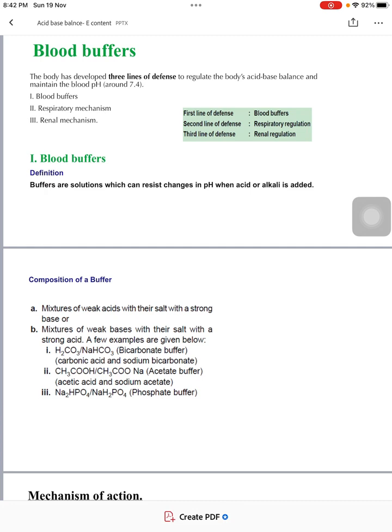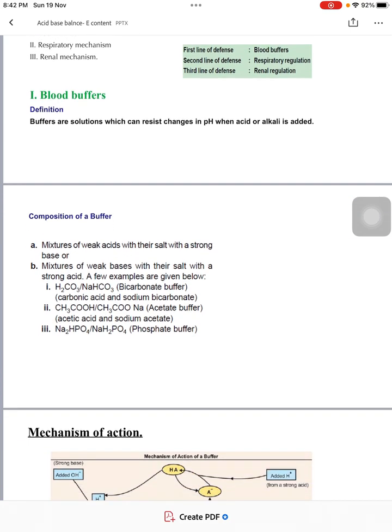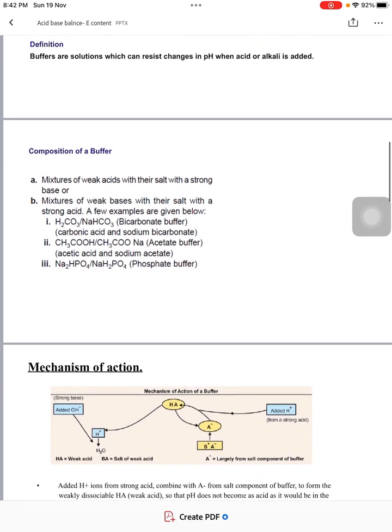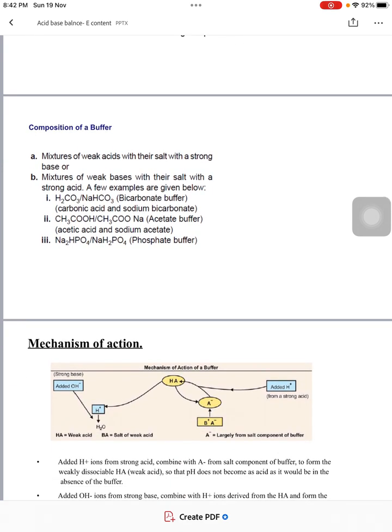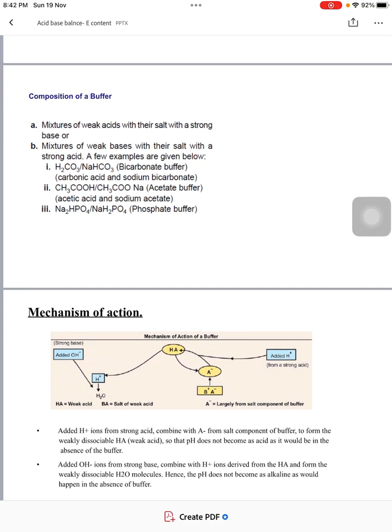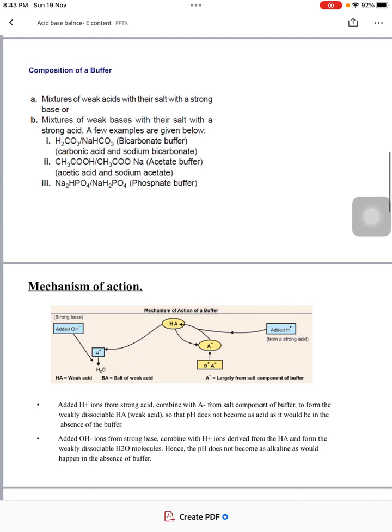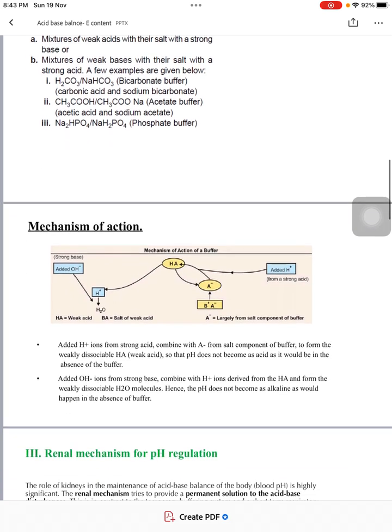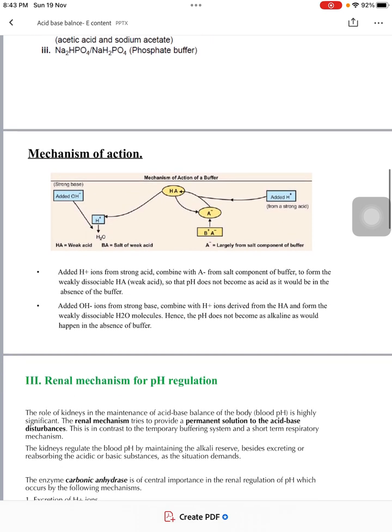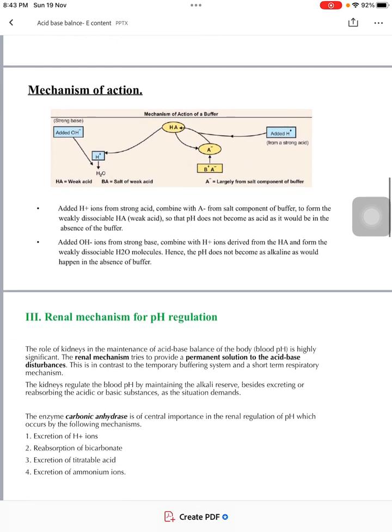Blood buffers. Buffers are solutions which can resist changes in pH when an acid or alkali is added. The composition of a buffer solution is a mixture of weak acids with their salt with a strong base, or a mixture of weak bases with their salt with a strong acid. A few examples are given below. Bicarbonate buffer, which is composed of carbonic acid and sodium bicarbonate. Acetate buffer, composed of acetic acid and sodium acetate. And phosphate buffer.